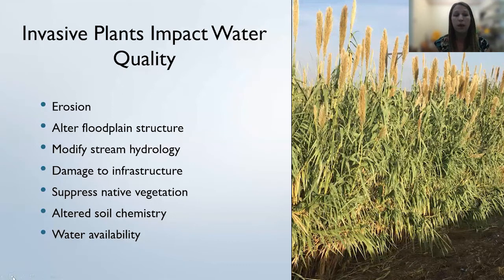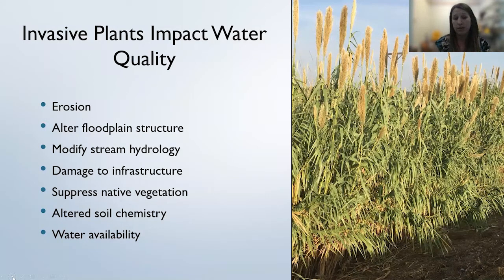They also alter the structure of the floodplain, and so instead of having, like we saw on the last slide, a really good diverse structure to the floodplain, you can have a monoculture where it's just entirely one species, and that may or may not do a good job of holding water in place and storing water like the floodplain is supposed to do.